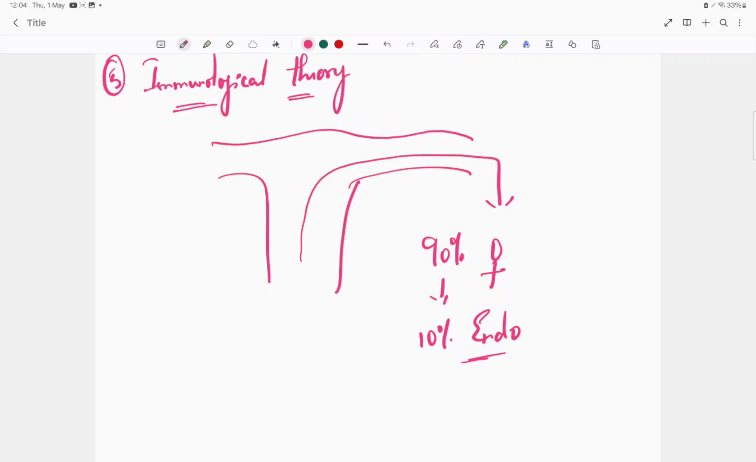Why, out of this 90%, are 80% not having any symptoms? Only 10% have endometriosis, because whatever endometrial tissue is coming here, all of it will be cleared by the immune cells. Very important.